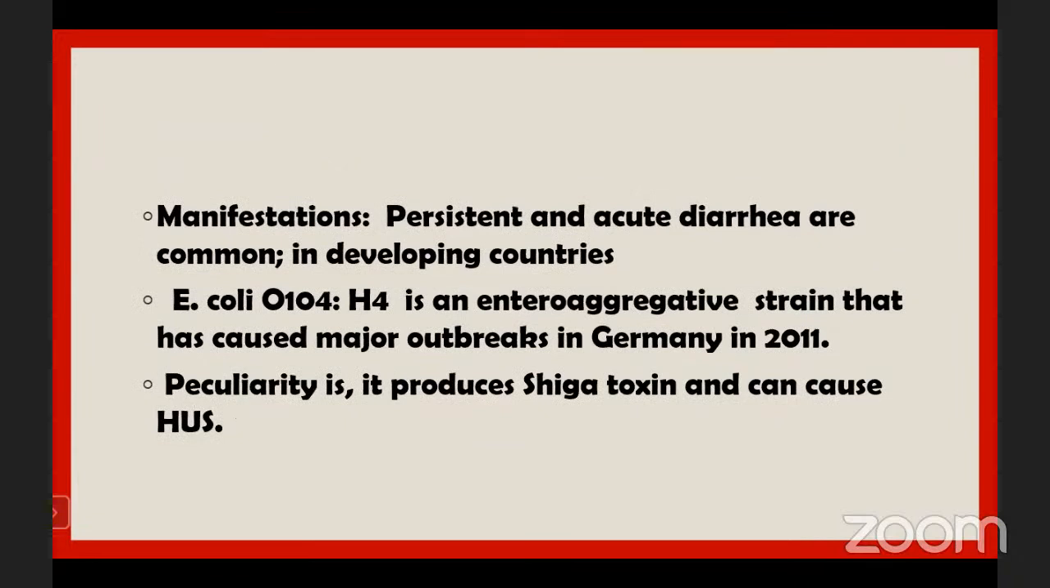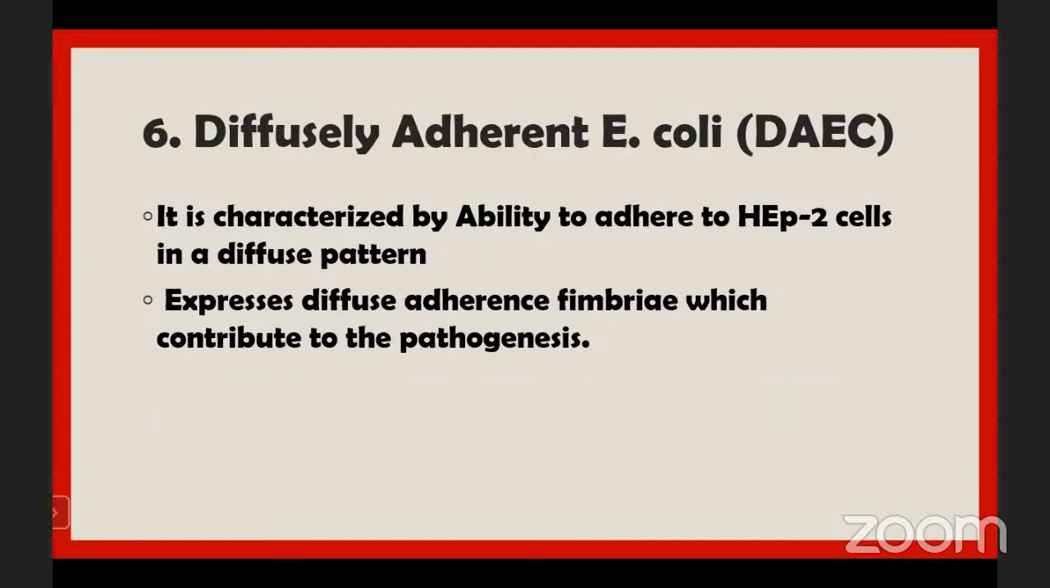Next one is the manifestation. Persistent and acute diarrhea are common in developing countries. E. coli O104:H4 is an enteroaggregative strain that caused a major outbreak in Germany in 2011. The peculiarity is that it produces Shiga toxin and causes hemolytic uremic syndrome.